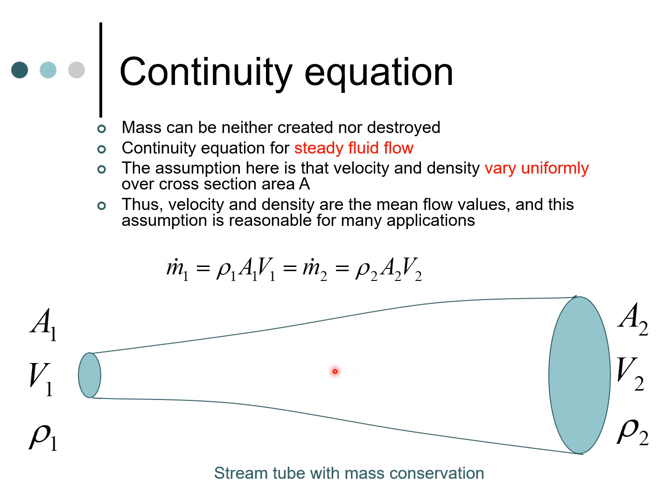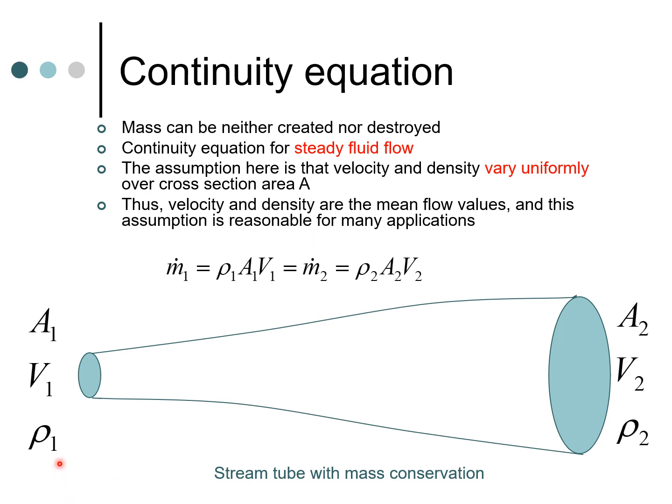Now let's look at something like this. So this is a stream tube, and we are going to consider mass conservation here. Now we know that mass can neither be created nor destroyed. So therefore the continuity equation is there for steady fluid flow. What we are going to derive here today is a very simple form of this equation. And the assumption here is that velocity and density vary uniformly over cross section A. So the velocity and density here are the mean flow values, and this assumption is reasonable for many applications.